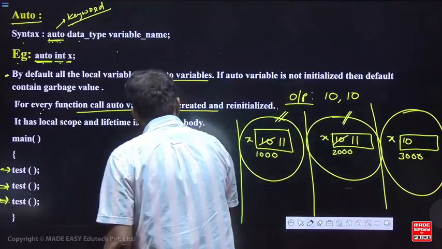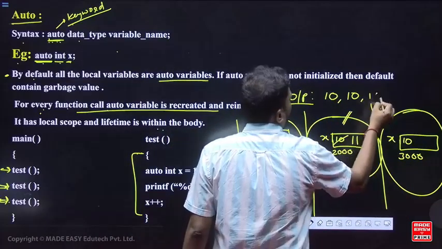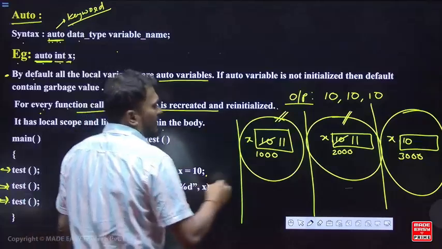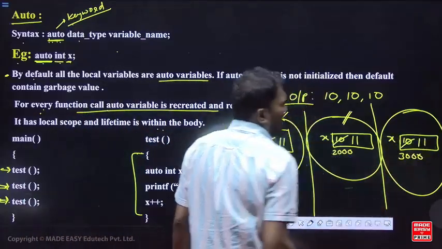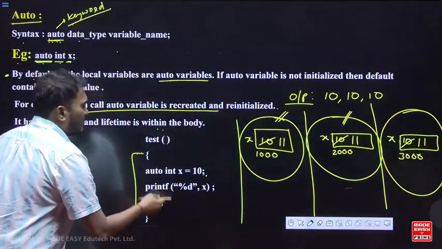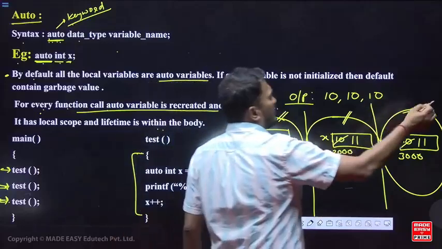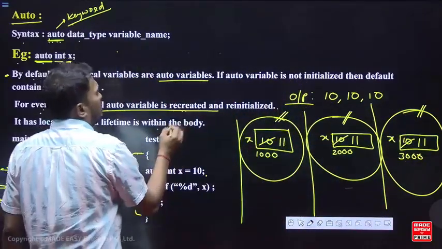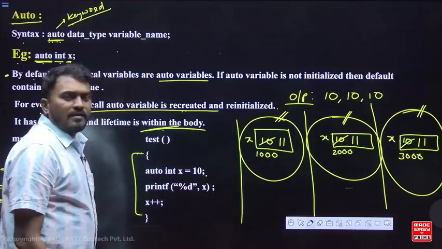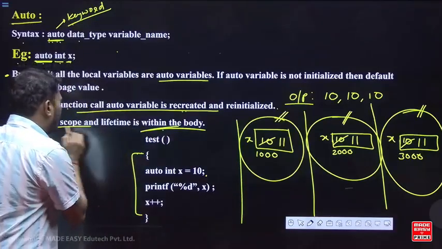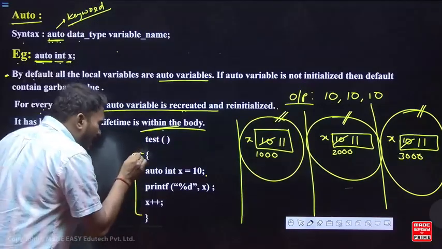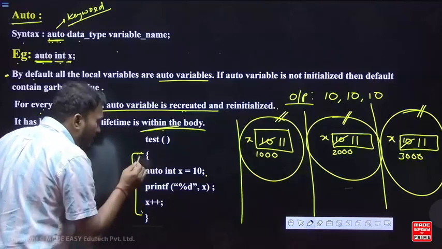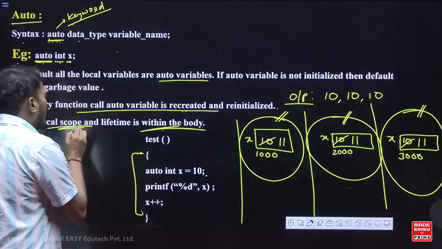And next when I say printf %d x again, what will print? 10. And again you say x plus plus, x value becomes how much? 11. And next, once you come out of this closing bracket, the variable x will be destroyed from the memory. That is the meaning of lifetime is within the body. Scope is also within the body. That means you can access it only in this particular region. What is the definition of scope?